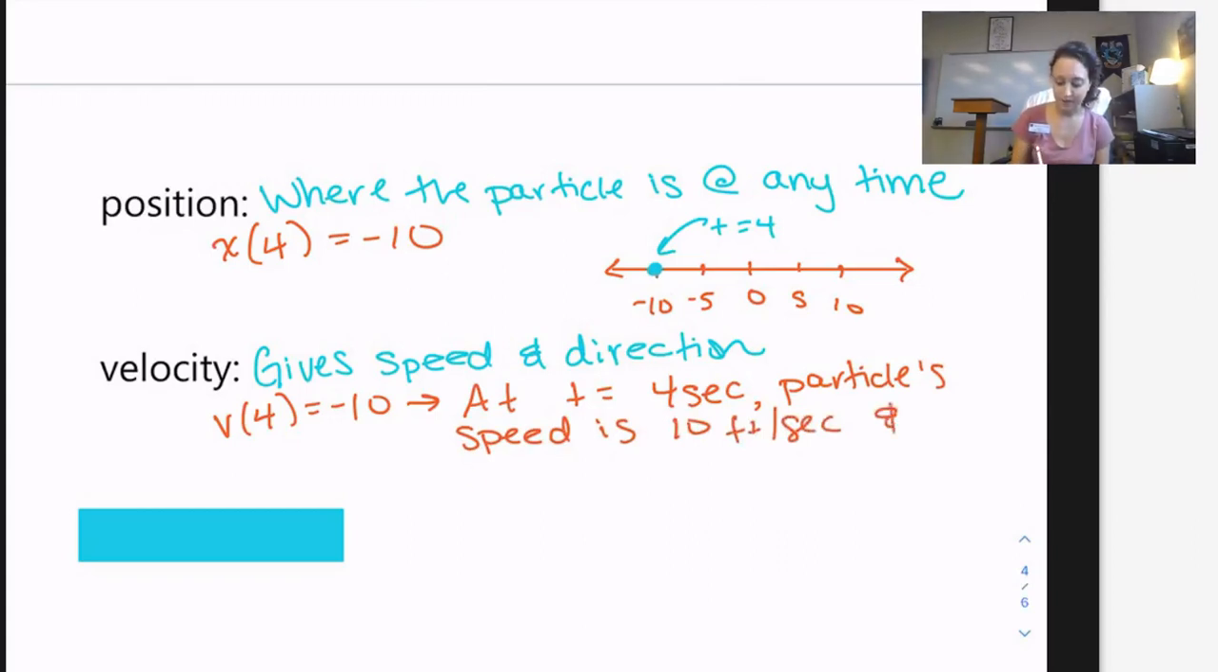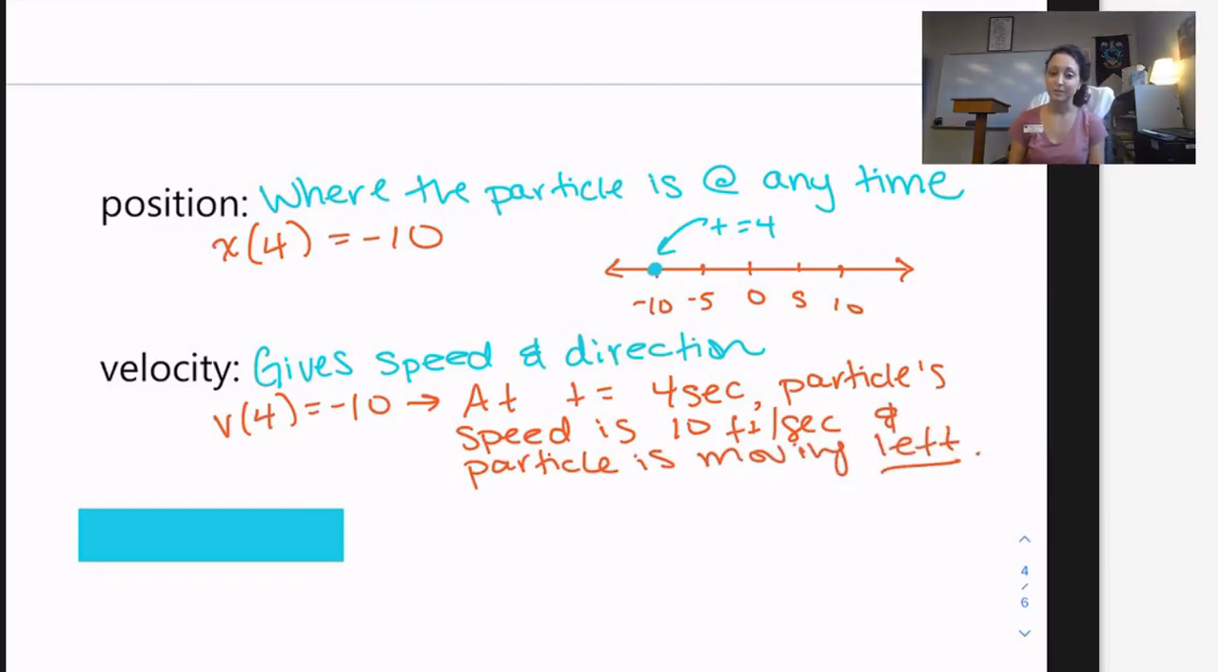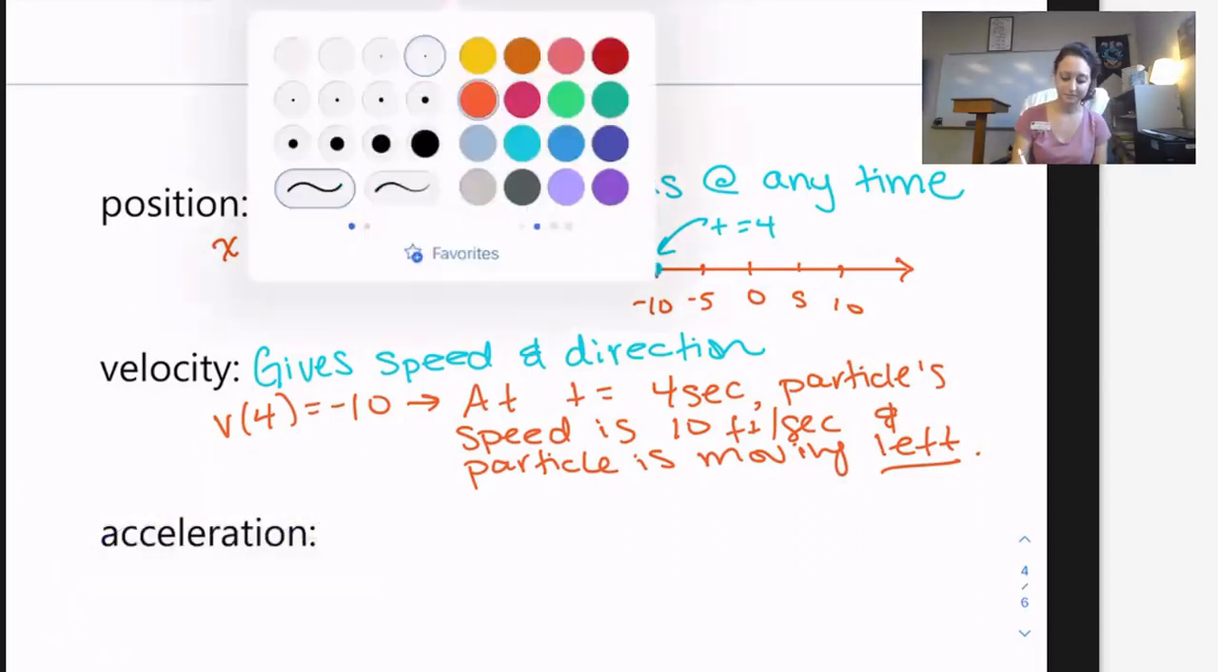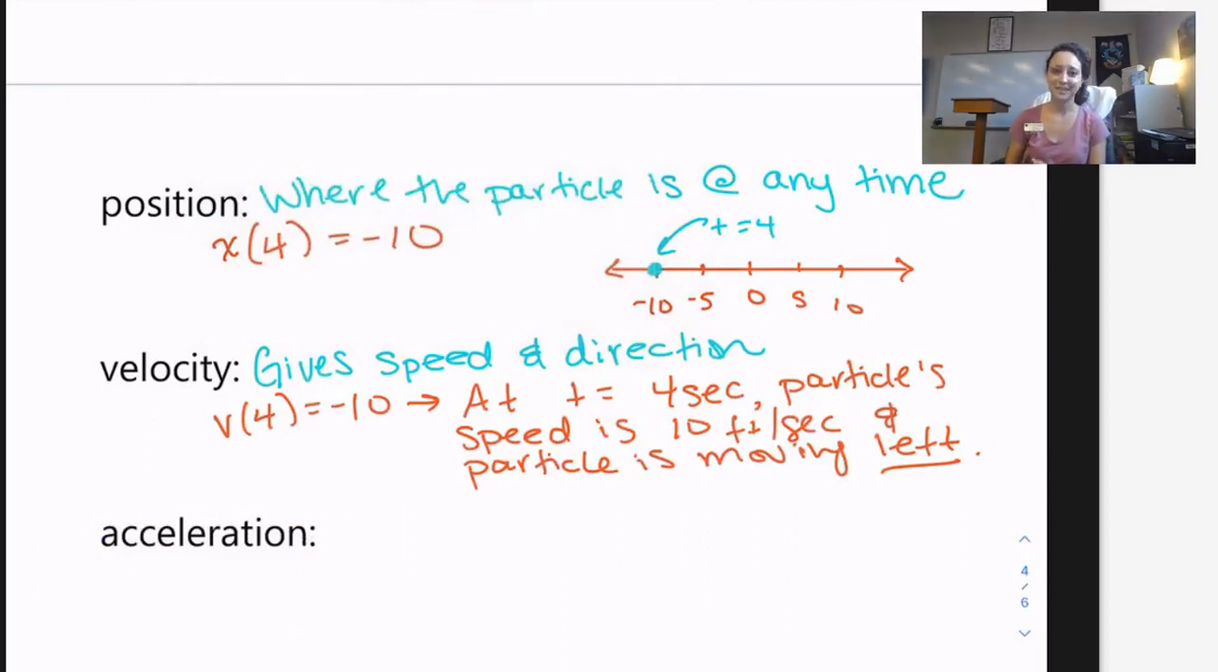And the particle is moving which way, do you think? It's moving left. Why? Because your velocity is negative 10, okay? So the absolute value of your velocity tells you your speed, and then the sign tells you direction, left or right. Okay, so let's try, will you please write in your notes next, you guessed it, acceleration. So acceleration is going to give you how fast your velocity is changing.